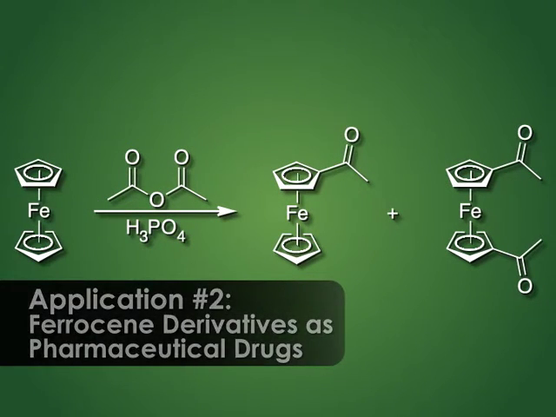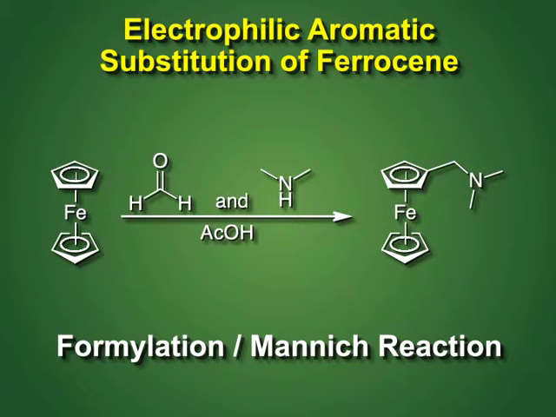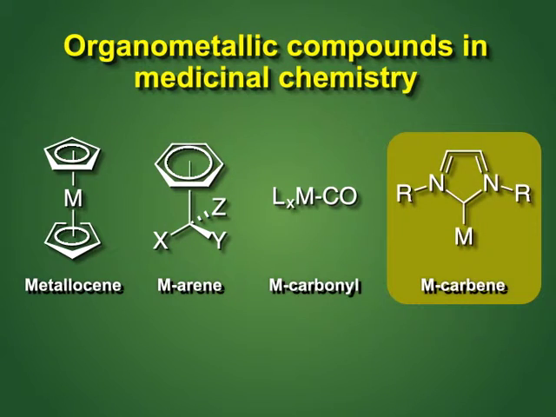The ease with which ferrocene can undergo electrophilic aromatic substitution, as in the Friedel-Crafts acylation or the formylation-Mannich reaction, has made it a promising source for organometallic drug candidates. These types of organometallic drugs have attracted interest due to their structural variety. For instance, M-arenes can support 3 functionalities, and M-carbenes can support 2.